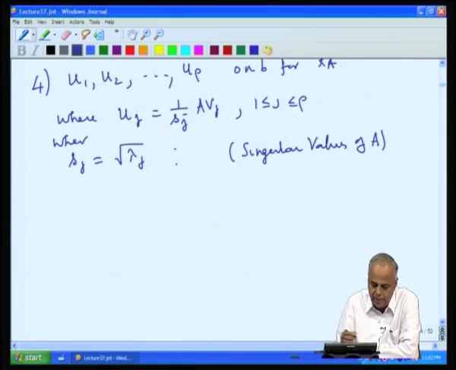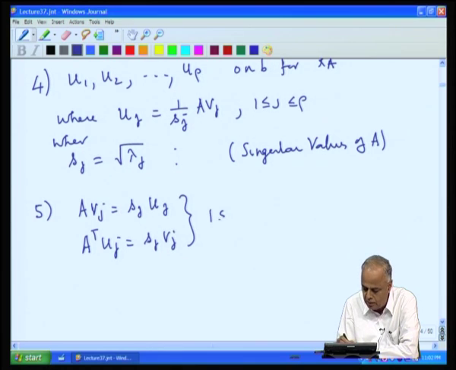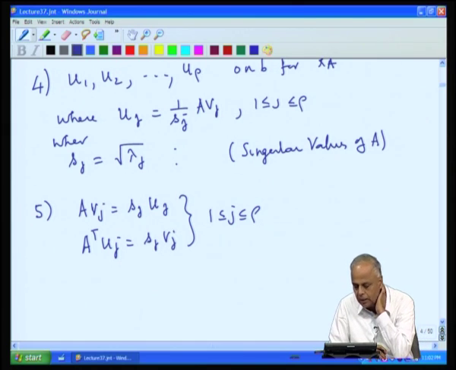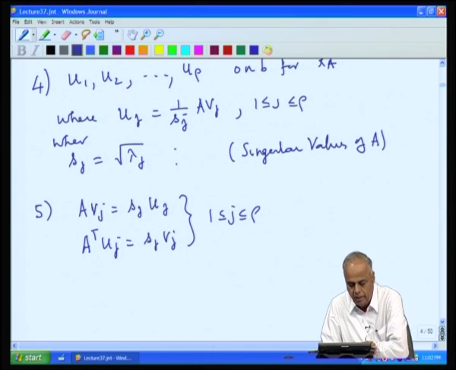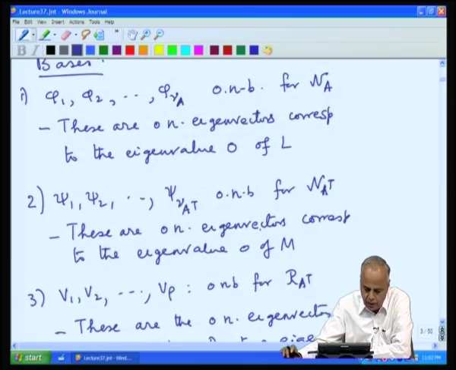And we had the fundamental relation that A V j was S j U j and A transpose U j was S j V j, for 1 less than or equal to j less than or equal to rho. So, our choice of basis, the way we selected the u's from the v's, makes it that A V j and A transpose U j are related this way. So, our choice of basis is very particular.